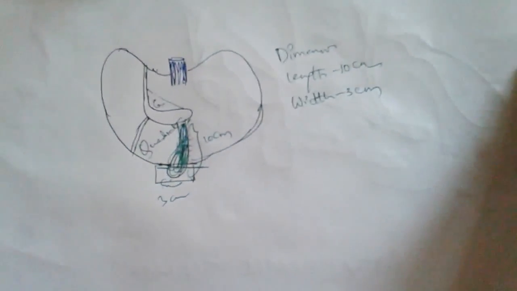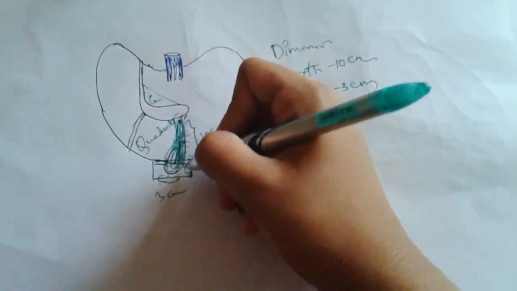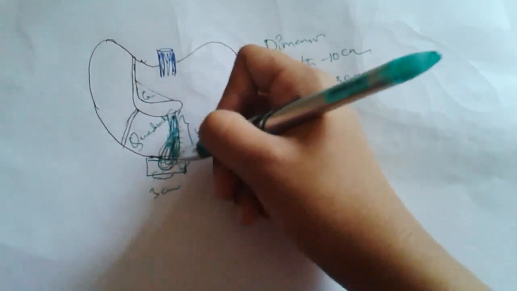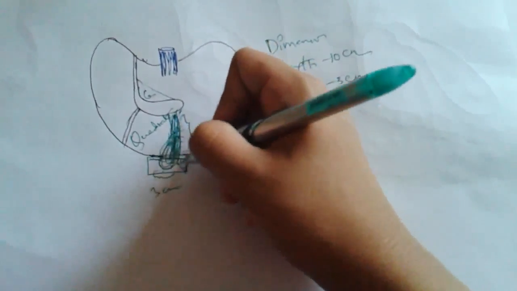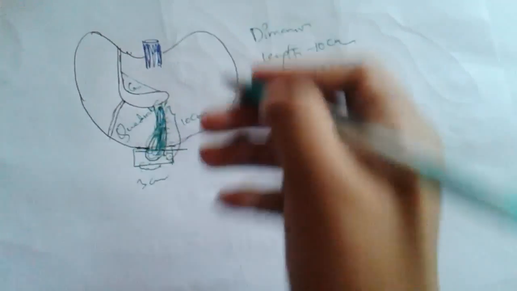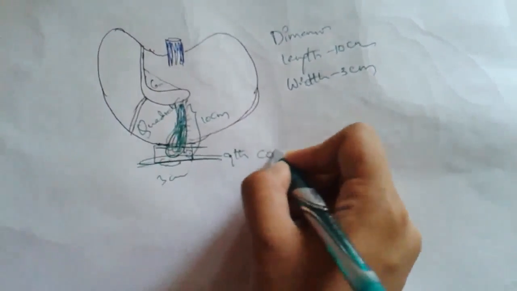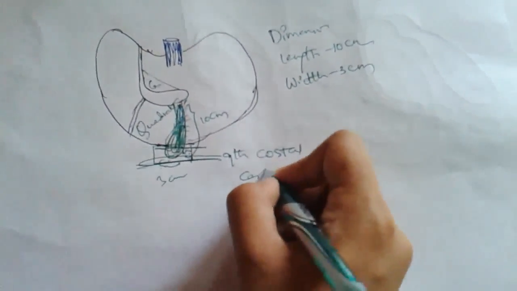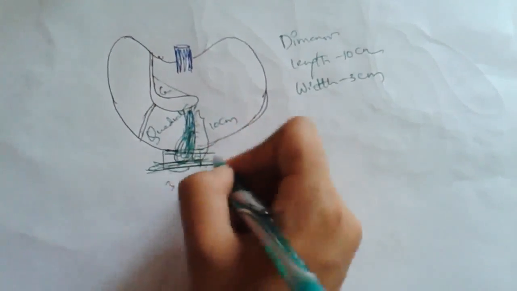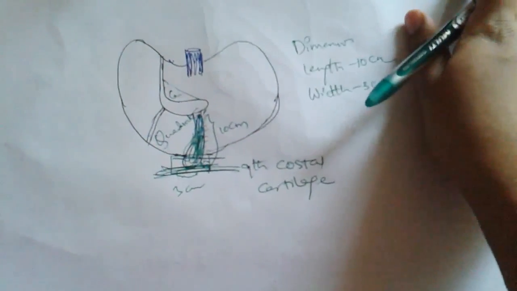So what is the fundus of the gallbladder? The fundus is the blind-ended, expanded part of an organ. This projects beyond the inferior border of the liver and touches the anterior abdominal wall at the 9th costal cartilage. Here there will be the 9th costal cartilage. So it touches the anterior abdominal wall just at the level of the 9th costal cartilage.